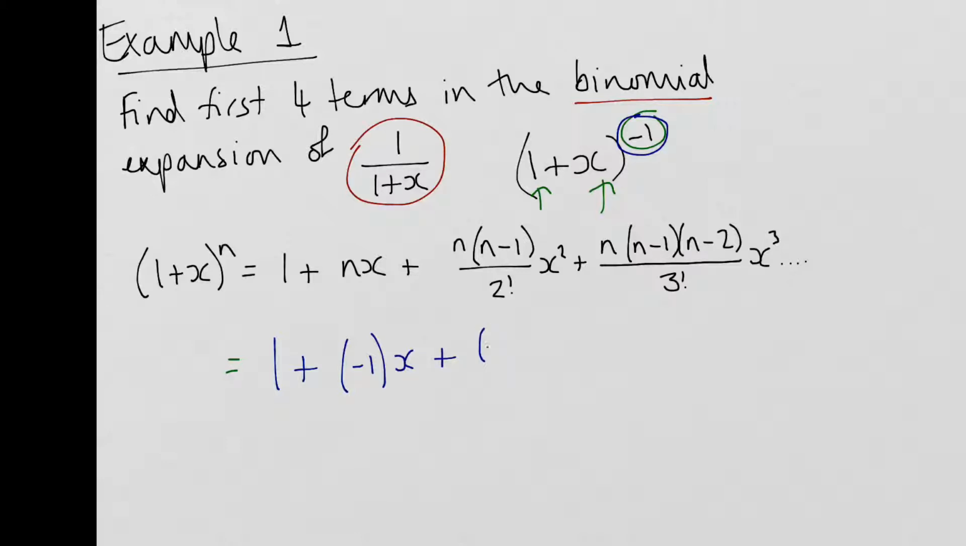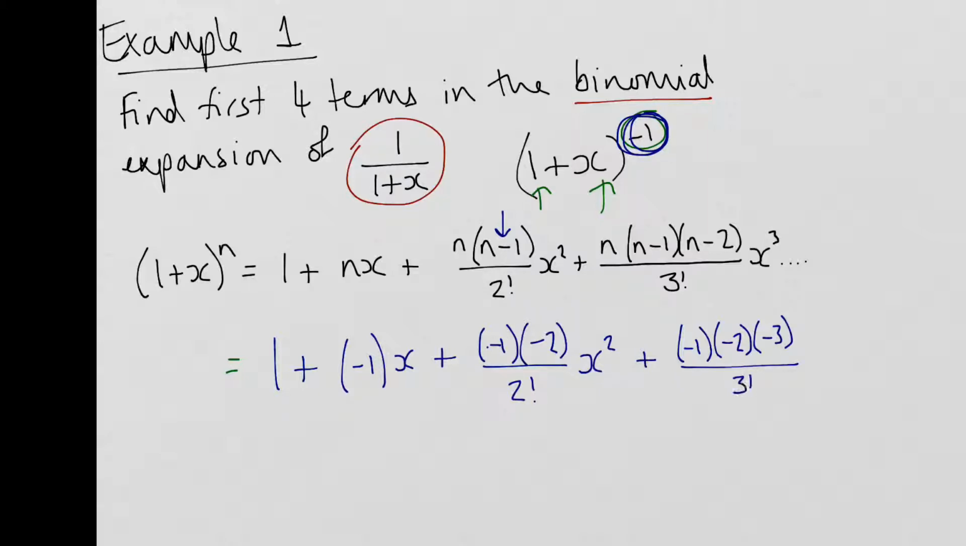plus, so again, minus 1. My next term here now, minus 1 take away 1 is minus 2, all over 2 factorial, x squared. And then my next one again, so starting with n is minus 1, so minus 1. The next term, take away 1 will be minus 2. Next one, take away 2 will be minus 3, all over 3 factorial, x cubed. So then we would just start to evaluate those for our final answer. And it only wants 4 terms, so that's my 4 terms there.